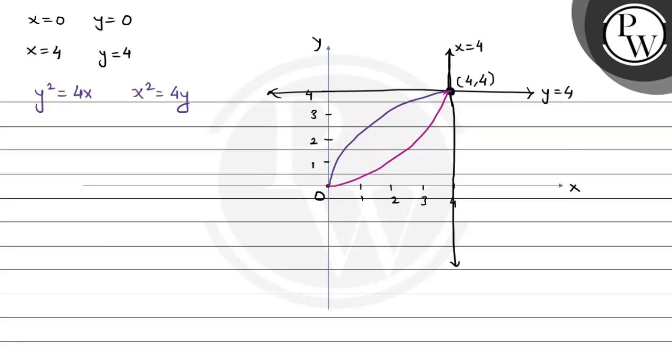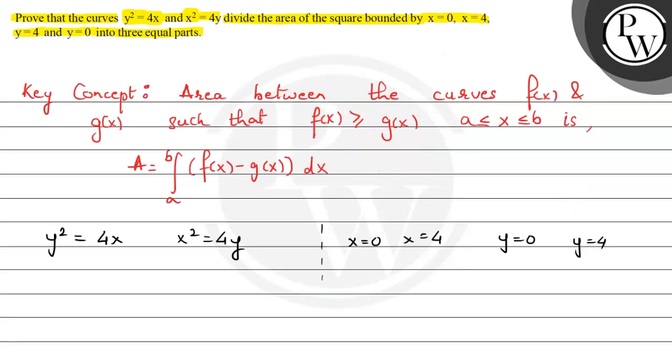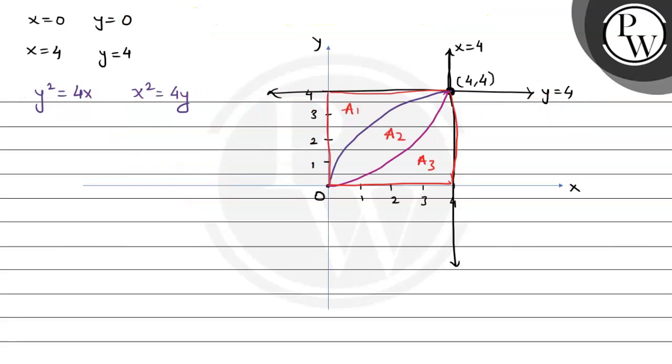Now as we can observe, ये जो बड़ा square है of length 4 units each, this square is cut into 3 portions. Let's call this portion A1, this is A2 and this is A3. And हमें क्वेश्चन में बोला गया है कि we have to prove that these regions are of equal area. So we need to prove that A1 equals A2 equals A3.